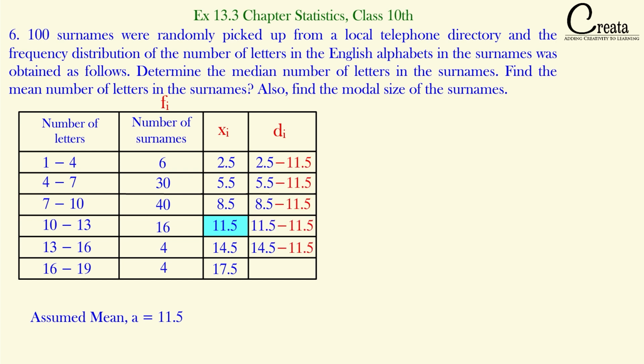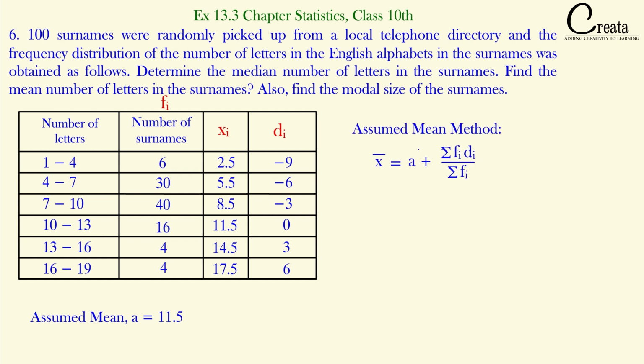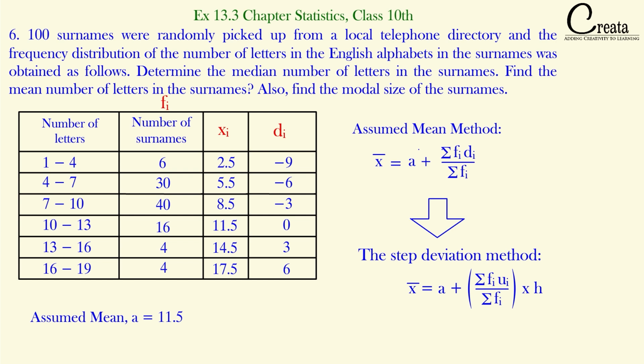Let's subtract 11.5 from all the values of the observation. Here 2.5 minus 11.5, it is minus 9. 5.5 minus 11.5, it is minus 6. Similarly, minus 3, 0, 3 and 6. We got the values of deviation. Next step, we can use the assumed mean method or we can move to the next method, which is the step deviation method. The answer will be the same. Here we will go with the step deviation method.